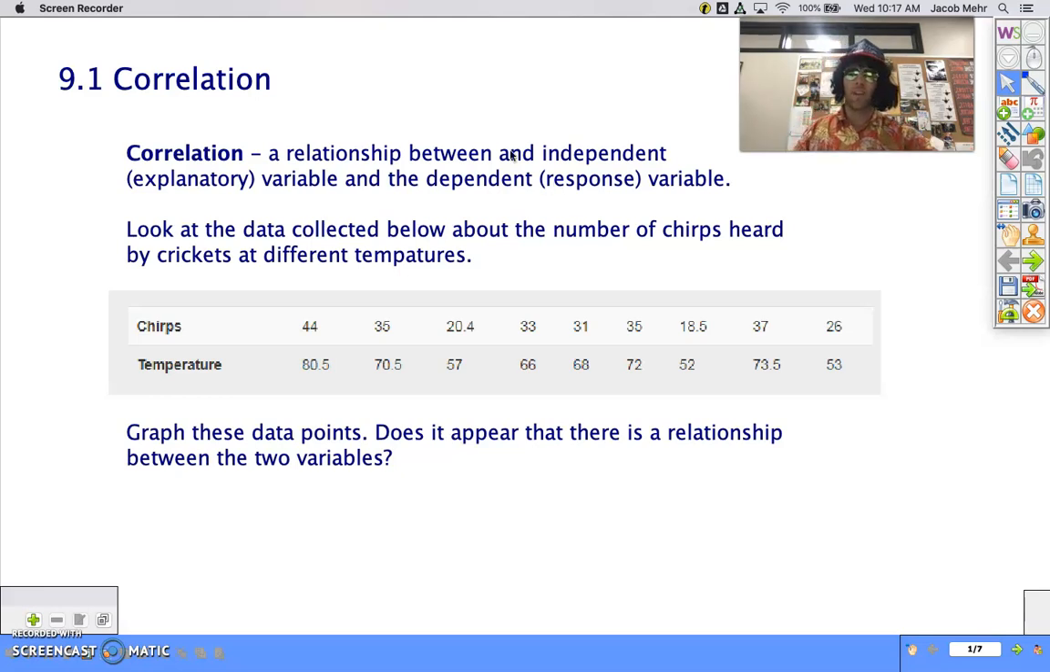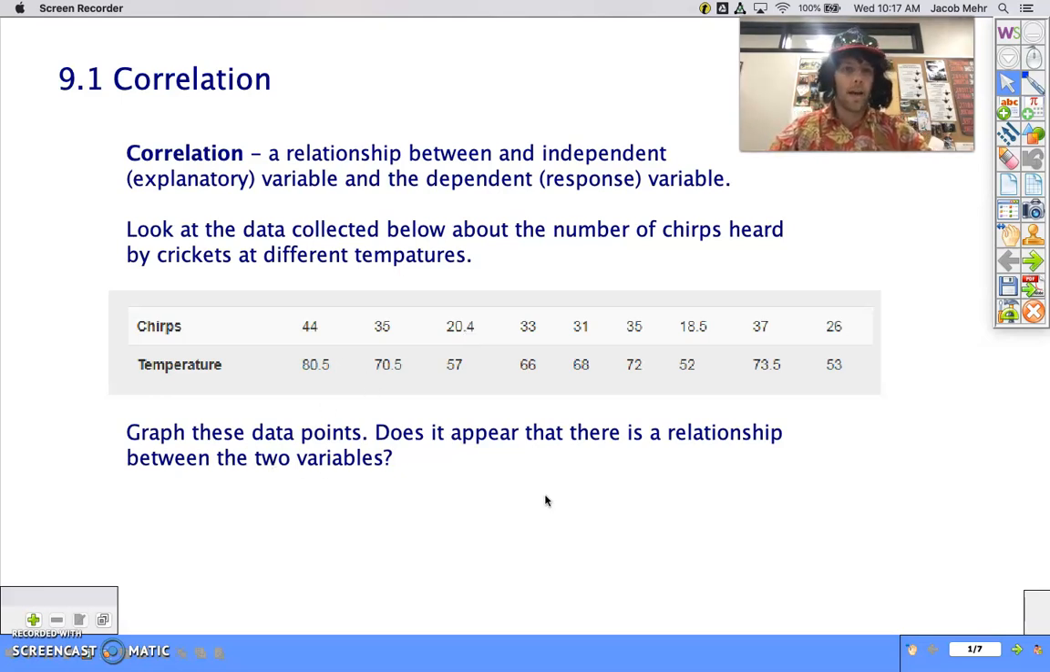I have an example here that has to deal with the number of chirps heard by crickets at different temperatures. We can see in the table, there were 44 chirps when it was 80.5 degrees. There's 35 chirps when it's 70.5 degrees. 20.4 chirps when there was 57. How can there be 0.4 chirps? I didn't give you a lot of information from this study, but they would have been averaging the number of chirps to get a number like 20.4 and so on.